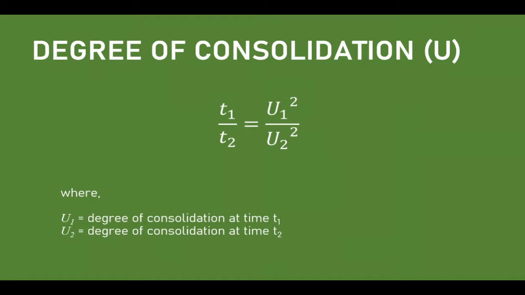We will also use the formula T1 over T2 is equal to U1 squared over U2 squared to get the relation of time and degree of consolidation, with U1 as the degree of consolidation at time T1 and U2 as the degree of consolidation at time T2.